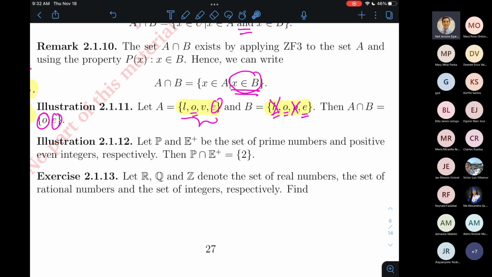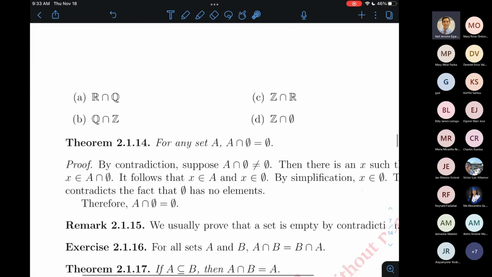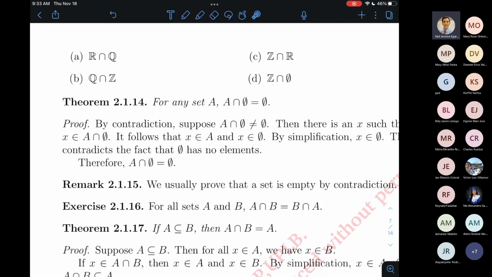Okay? So let's see. Can anybody help me with exercise 13? So ano daw yung intersection ni R at saka ni Q? Q po, sir. Q. That's right. Thank you. So, lahat kasi ng mga rationals ay real number din. Pero hindi lahat ng real ay rational. Rational yung intersection. Yeah, that's correct.